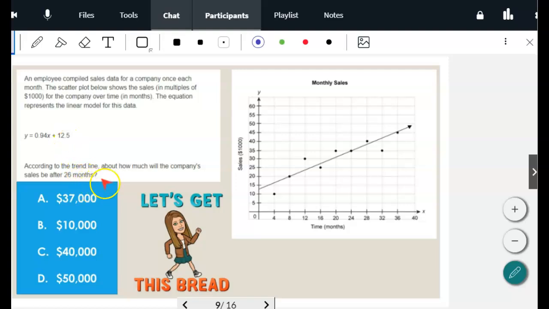According to the trend line, about how much will the company's sales be after 26 months? So that's on our graph, but be careful. This is 24, this is 28. So we're going to go in the middle here, which again is in between these two. So it's between 35 and 40. So looks like A is the best answer, because that's too low, that's too high, that's too high. So it would be A.